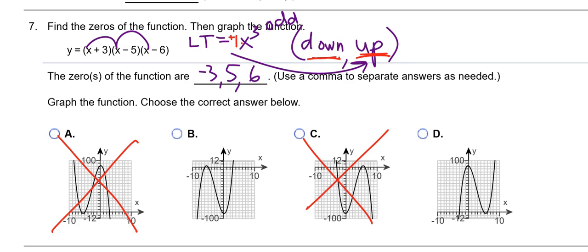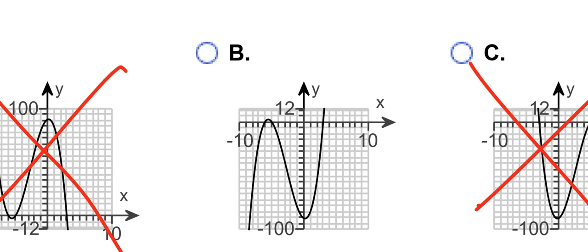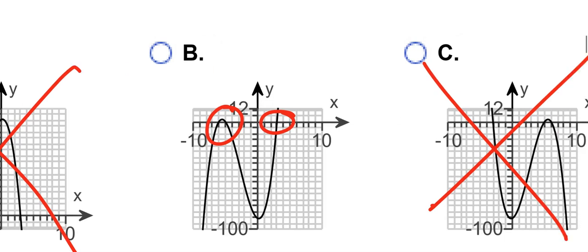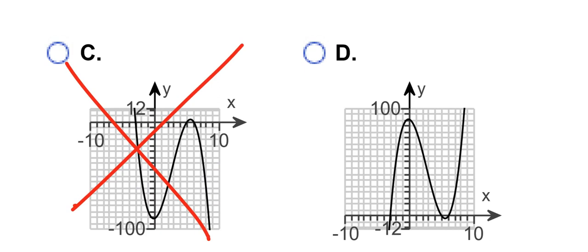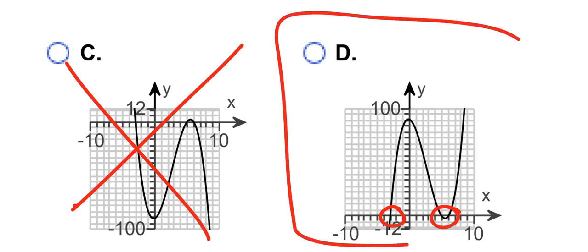What do we got? B, final answer? Well, according to choice B, which is the same thing the other two classes chose, it has two negatives and one positive. Do we have two negative zeros and one positive? No, we don't. We have two positives and one negative. Remember, they have to go through at negative 3, positive 5, and positive 6, according to what you told me.